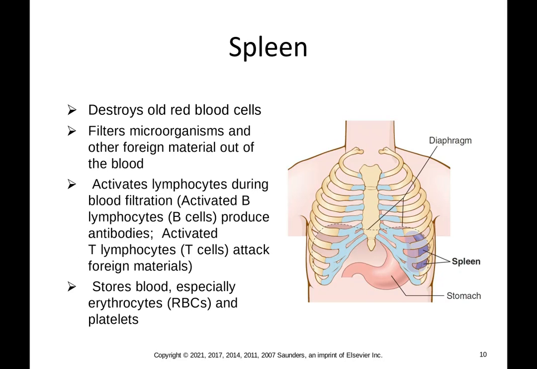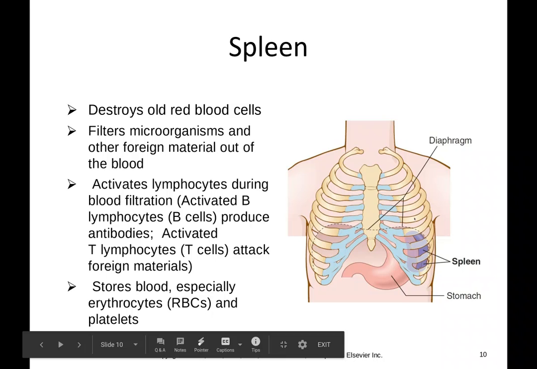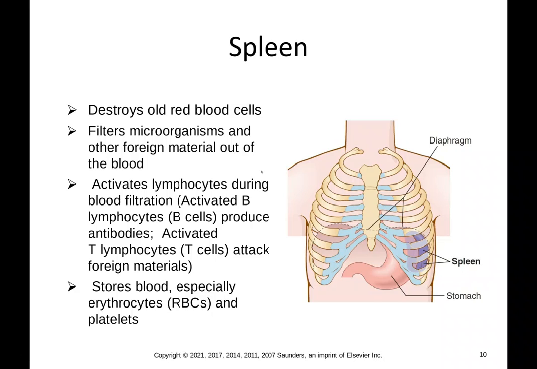The spleen, which is located inside the ribs, behind the diaphragm and the stomach. The purpose of the spleen is to destroy old red blood cells, and it filters the microorganisms and other foreign material out of the blood. It activates the lymphocytes during blood filtration, so the B cells then become activated B lymphocytes so that they can produce antibodies, and then the activated T cells attack the foreign materials. And the spleen also stores blood, especially red blood cells, which are erythrocytes, and platelets.